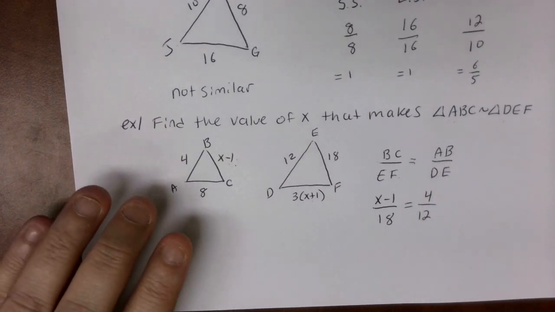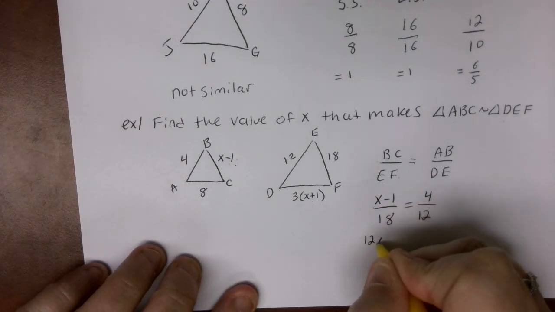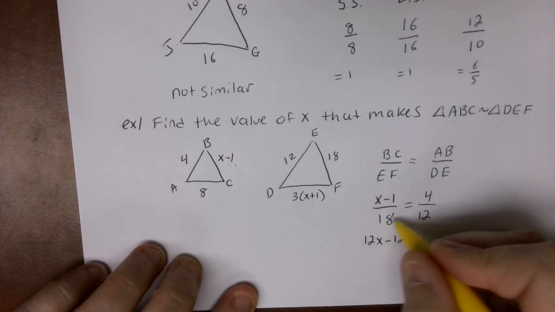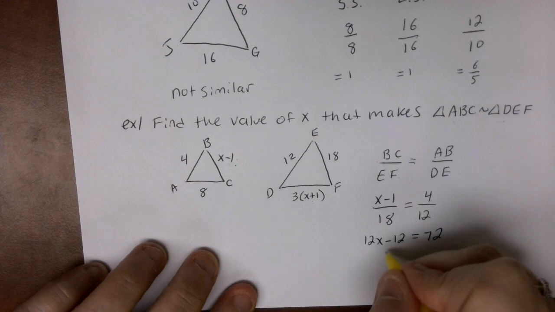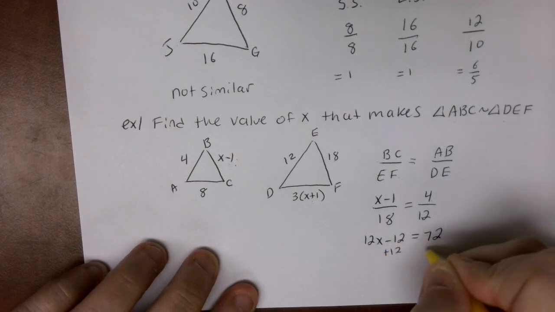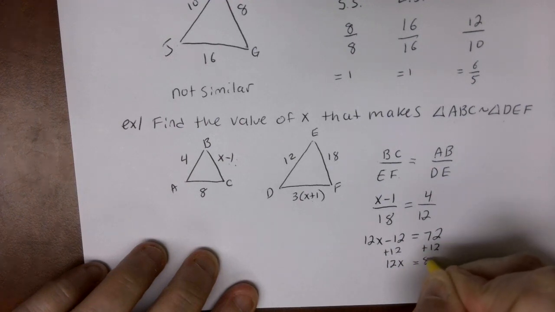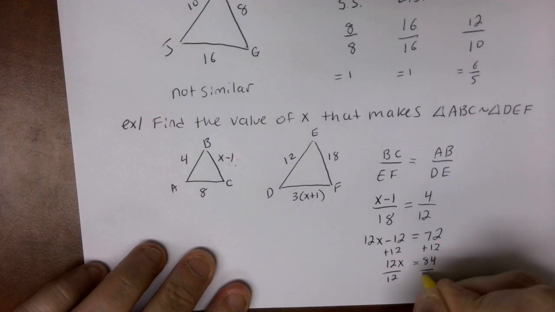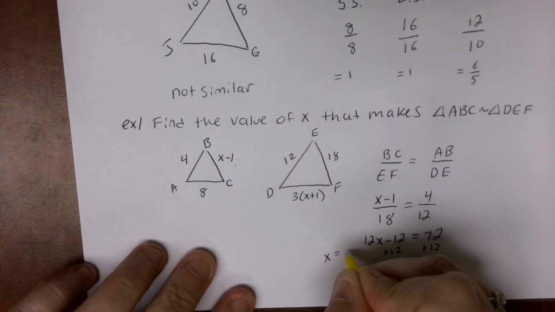So now all we have to do is cross multiply. So 12 times x is 12x. 12 times negative 1 is negative 12. 18 times 4 is 72. So we add 12 to both sides. So I get 12x is equal to 84. Now I just got to divide by 12 to both sides. And I get that x is equal to 7.